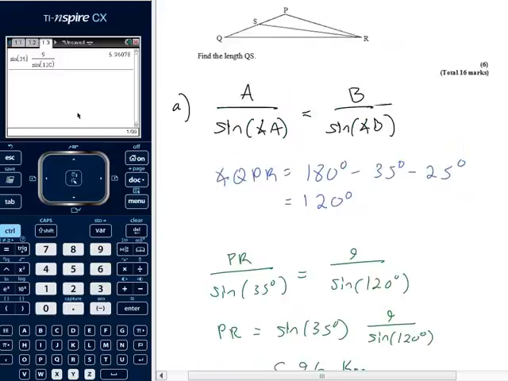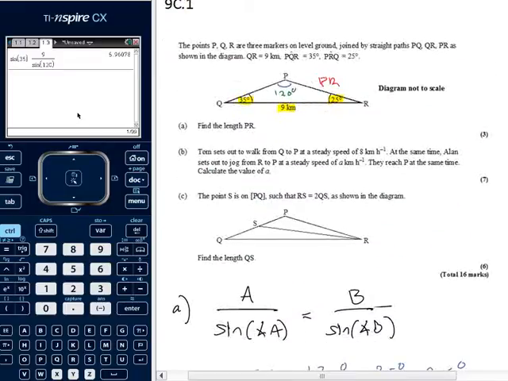Now let's go to part B. Part B says that Tom sets out to walk from Q to P at a steady speed of 8 kilometers per hour, so he's going that way. Meanwhile, Alan jogs from R to P, that's this way, at a steady speed of A kilometers per hour. They're meant to reach P at the same time, having set out at the same time, so we need to calculate what velocity Alan should be running at in order to achieve that.